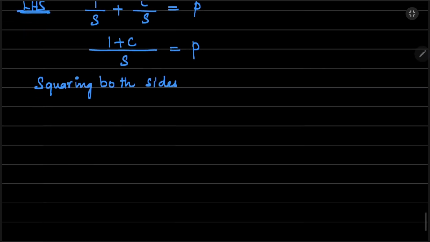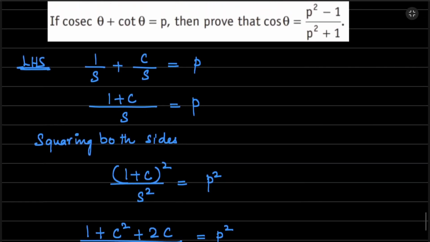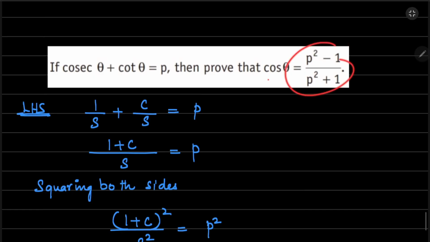Squaring both the sides, 1 plus cos the whole square divided by sine square equal to p square. Expand it using a plus b the whole square: a square plus b square plus 2ab, divided by sine square equal to p square. So this is your p square. Once you get your p square, you have to substitute it here, in p square minus 1 and p square plus 1, and let us prove that this is equal to cos theta.